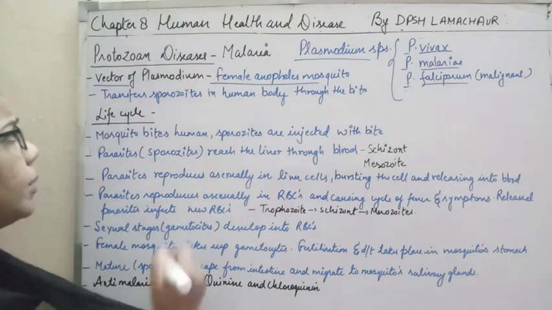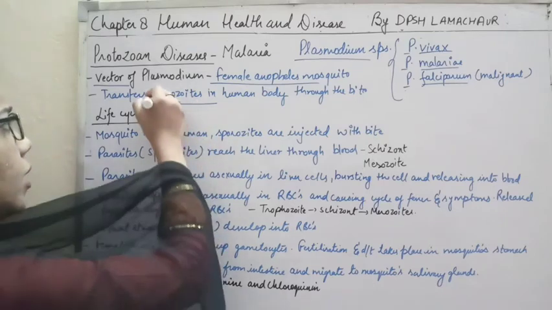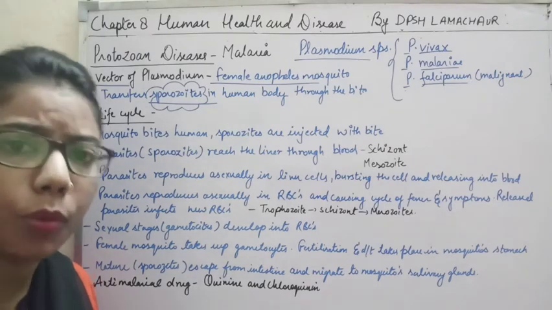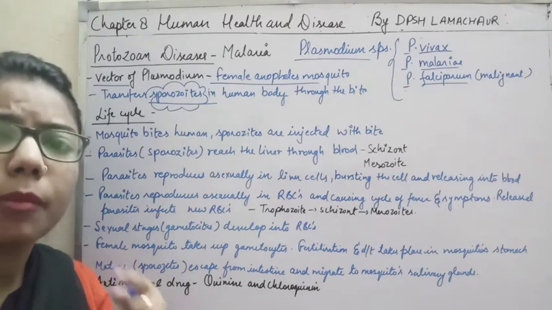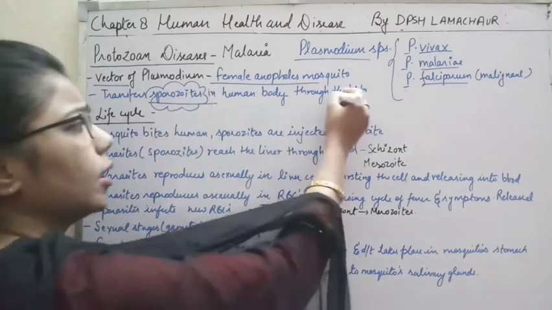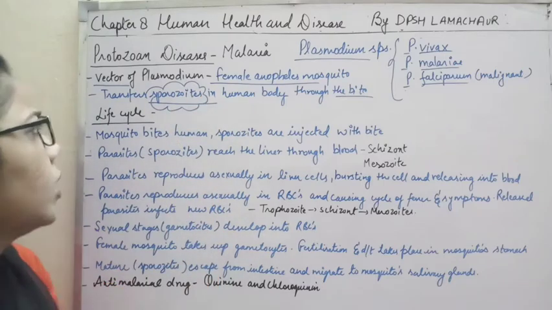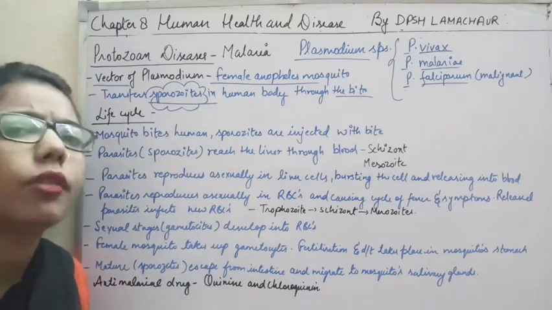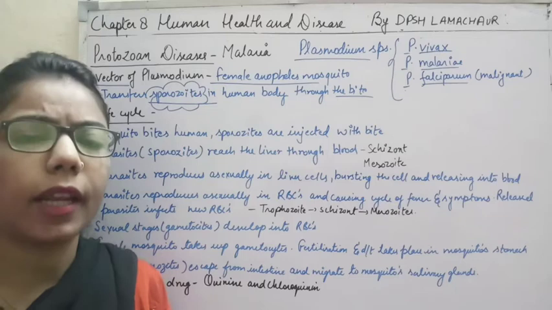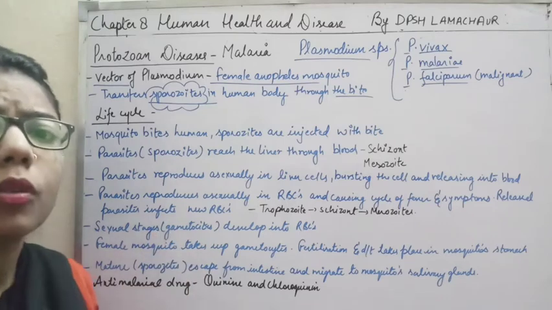I have written the same thing here. What is happening in this disease? There will be the transfer of the sporozoite. What you have to memorize here is sporozoites. The sporozoites are present in the salivary gland of the Anopheles mosquito, and when it bites the human being, it gives the sporozoites. As for the life cycle, which is given in your NCERT also, the diagram with text is given there, so we will understand how this life cycle goes on.